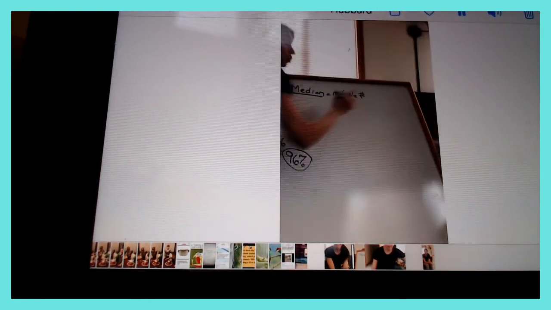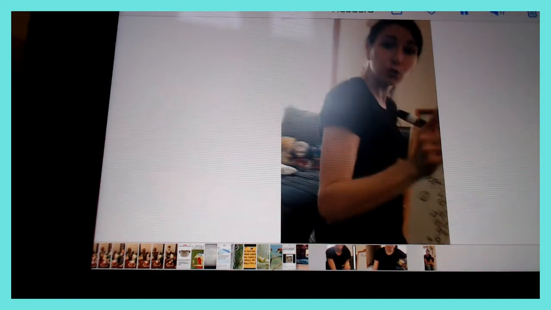So two steps again. First step, super easy. Put the numbers in order from least to greatest. So line up the numbers. And step two, find the one in the middle.